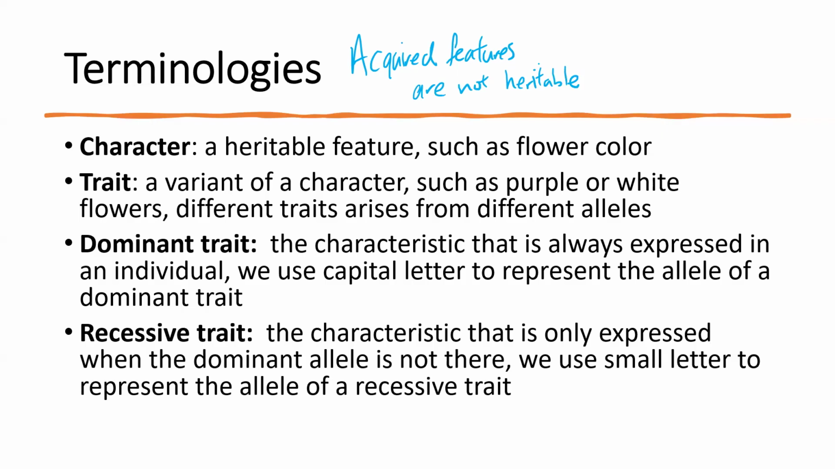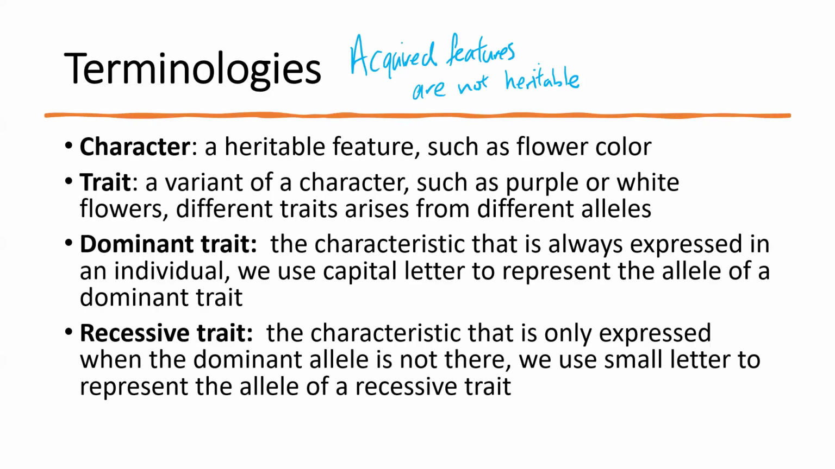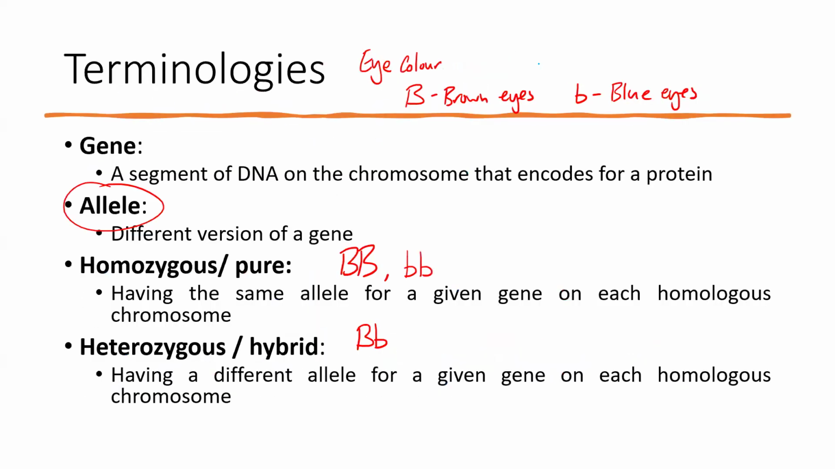Okay? So characters are things that have a genetic basis. They are ingrained in the genes, like the eye colors, like the hair type, and so on and so forth. Now, each character might have different traits. Traits would be a variant of the character. If we're talking about flower color, we have purple flower, white flower. If we're talking about eye color, we have brown eyes, blue eyes, right? So the character is a result of the gene, and the various traits that you have for the character are a result of the alleles.